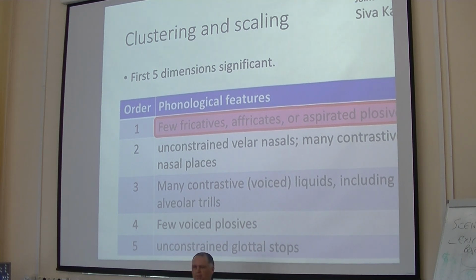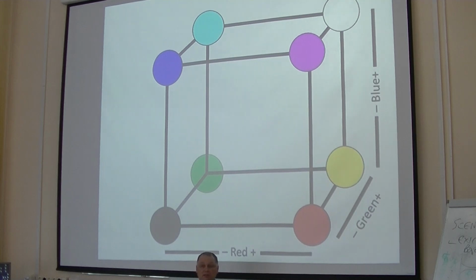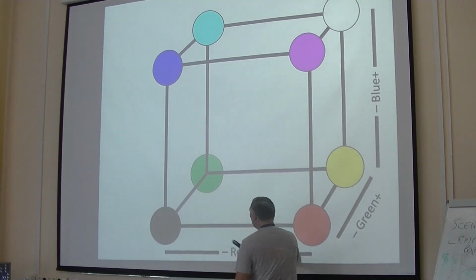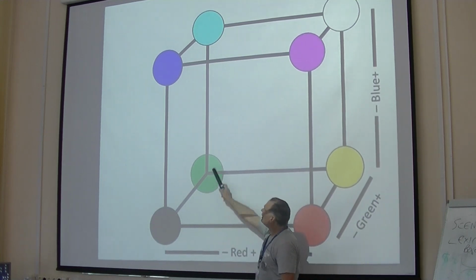All very abstract. There is luckily a lovely visualization tool we can use, brought on by John Nerbonne in his dialectology. This is a map of Holland and Belgium, coded according to phonetic differences between lexemes in a word list. The first 3 dimensions of variation, imagine a figure like that. The first 3 dimensions of variation are: are you red, are you green, are you blue?